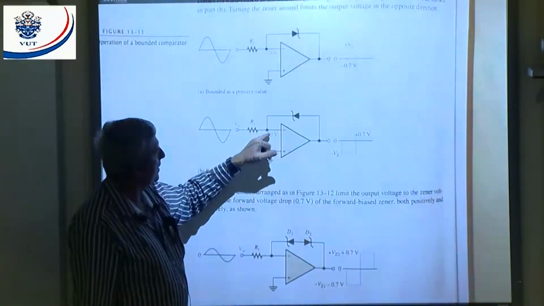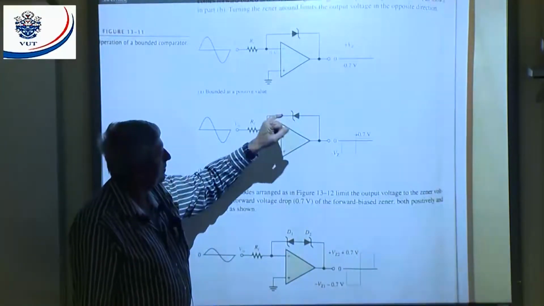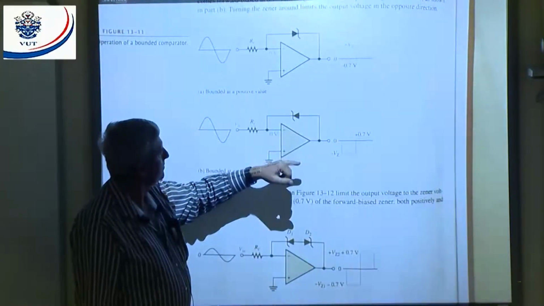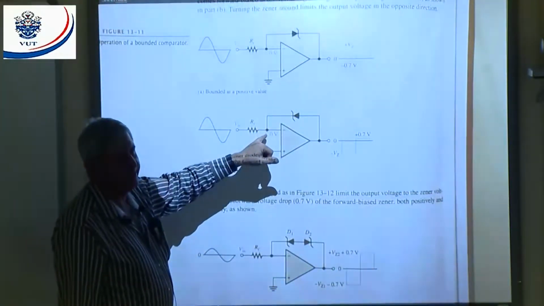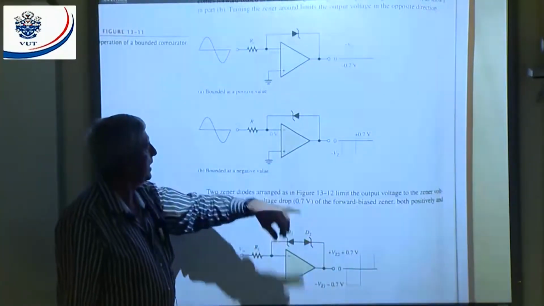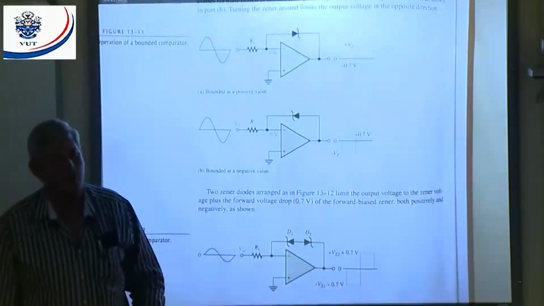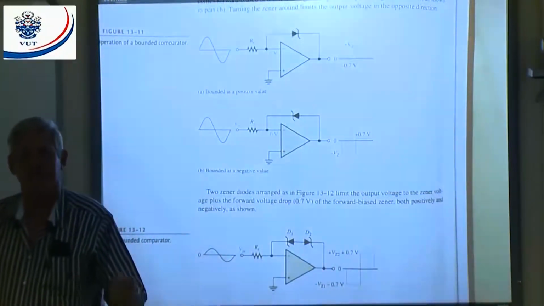To get the current to flow in that direction, it must go negative, all right? Because that point is at 0. My output must be more negative than 0 volts. Otherwise, I won't get the current flow in that direction. All right? That's for the positive cycle.